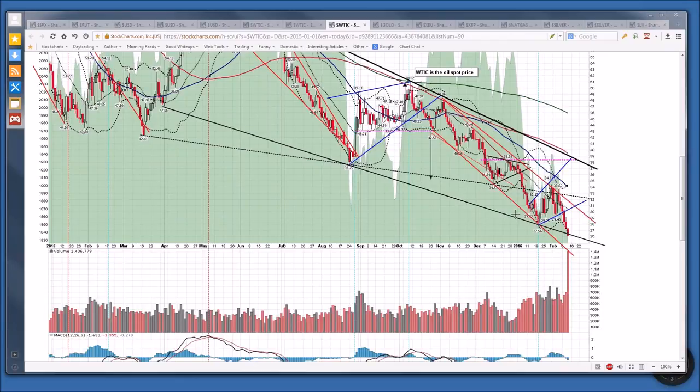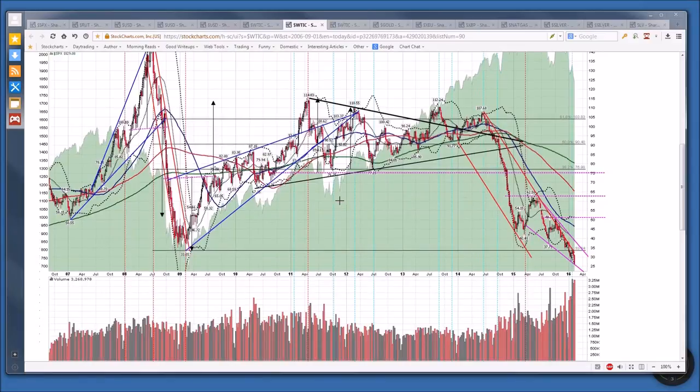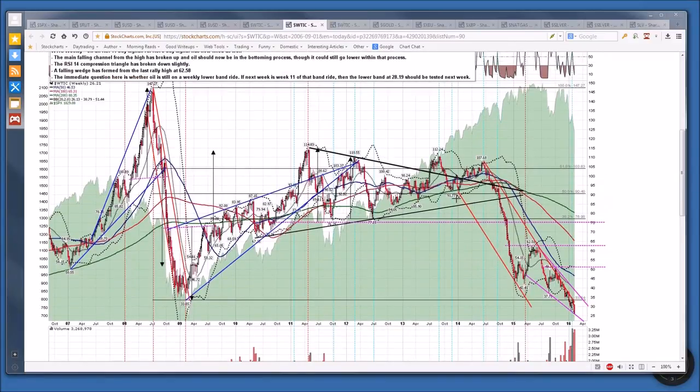And that is the other thing to mention. Is this triangle going to retrace? It wasn't an Elliott wave triangle, was it, Stan? Was it an Elliott wave triangle? Let me see.